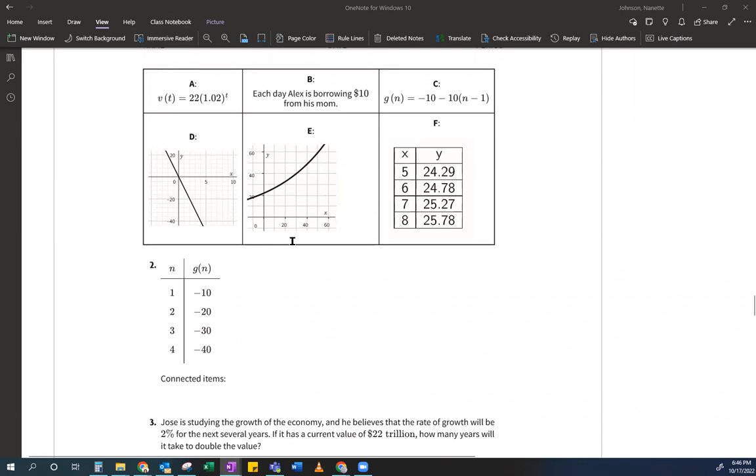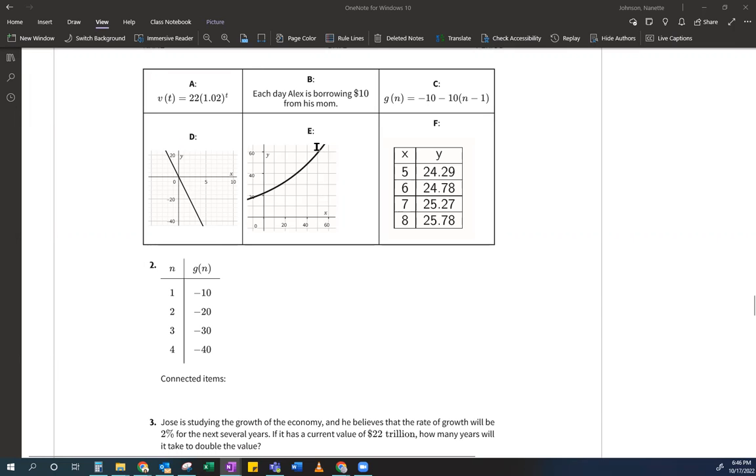So I'm just gonna, oh, it's perfect. So I'm gonna look for Jose is studying the growth of the economy, and he believes there's gonna be a rate of growth. So that's my first clue, is growth. So if I look at my graph, the graph should be going up from left to right, not down. So it's definitely not gonna be that D. Definitely not D. So I'm going to cross that out. That doesn't make sense to me at all.